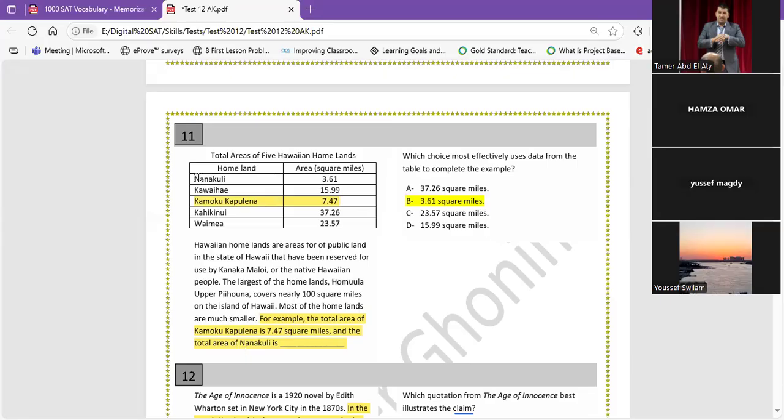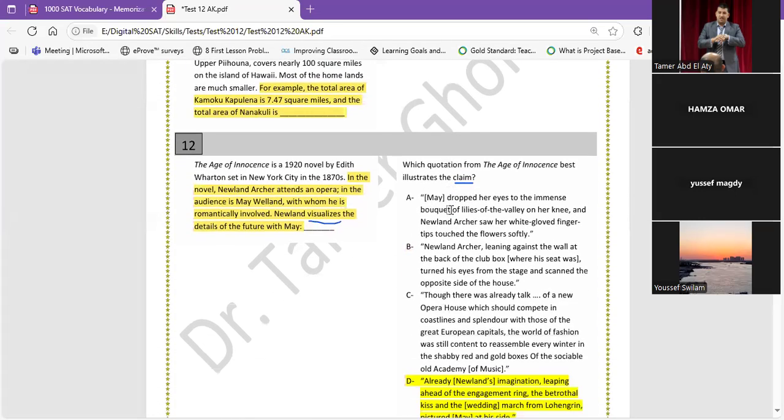مين بقى اللي غلط فيها؟ اموت واعرف مين اللي غلط فيها عشان اخنقه. مين اللي غلط فيها عشان اخنقه؟ 3.61. ايه الهيافه دي؟ ايه الهيافه دي؟ ده ليفل 1.